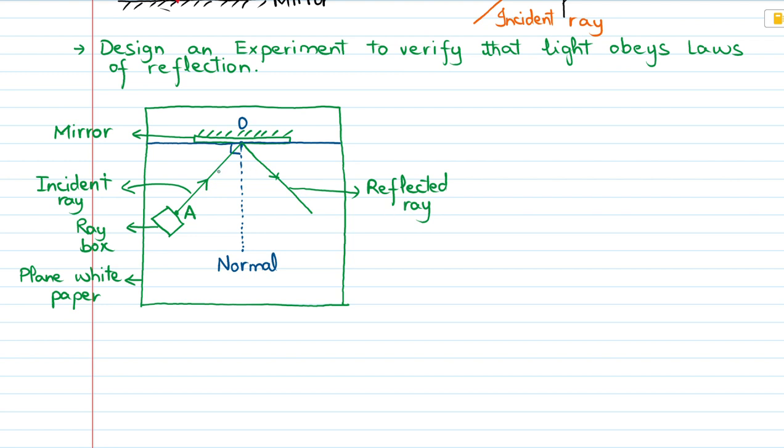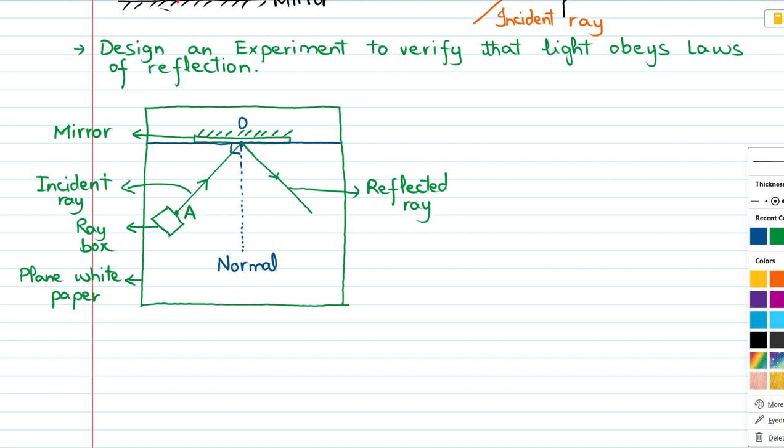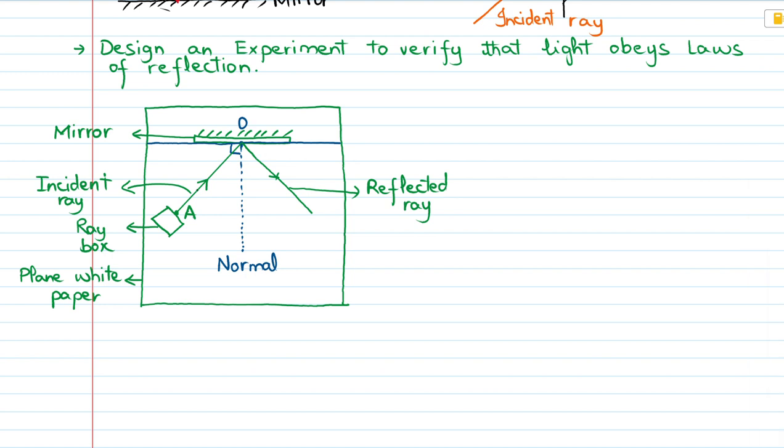Now we will place two crosses on the incident ray and two crosses on the reflected ray, and we will join these crosses later. So here's a cross, here's another cross. So I am marking these crosses as P1, P2, P3, and P4. So we mark the crosses on the incident and the reflected ray.